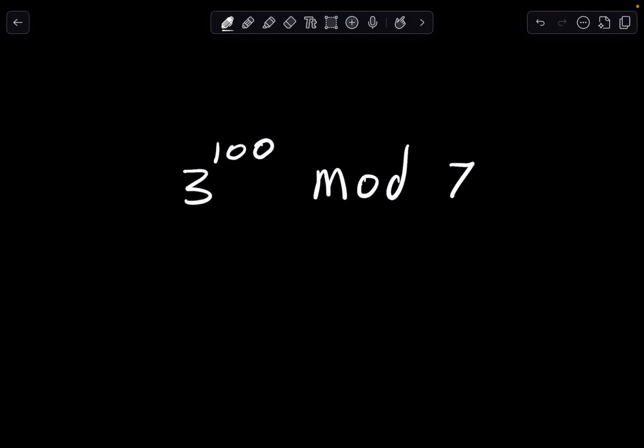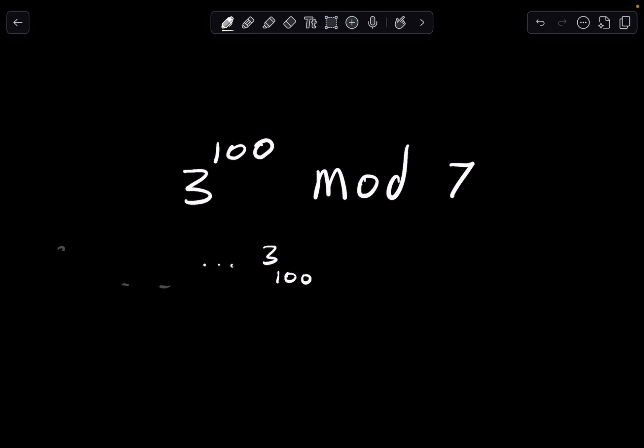Suppose we wanted to compute 3 to the 100th in mod 7. Now this will give us an extremely large number, and hypothetically we could compute it by multiplying 3 by itself over 100 times. However, this would be extremely tedious and this would take a long time.